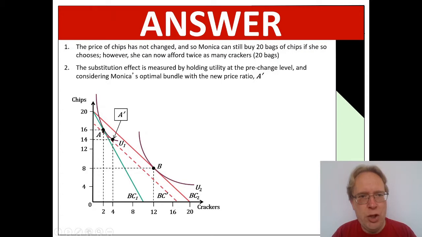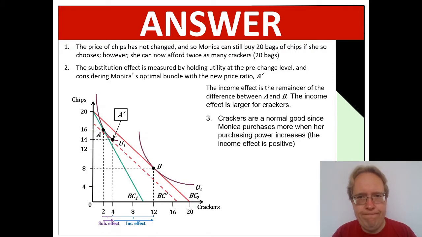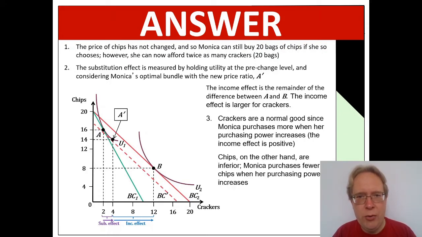So the move from the initial situation to the new hypothetical situation, that's the substitution effect, and the remainder is the income effect, right? Because of the price decrease, I'm going to consume more crackers, but that's always the case. But the additional income effect also causes me to consume more crackers. So in other words, crackers are a normal good, since as my income increases, I'm going to consume more of them.